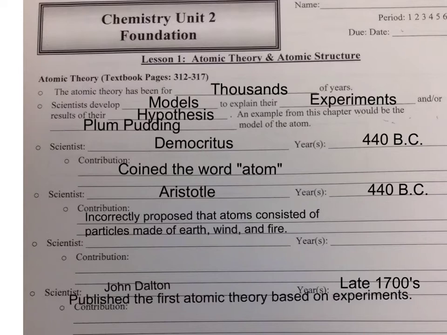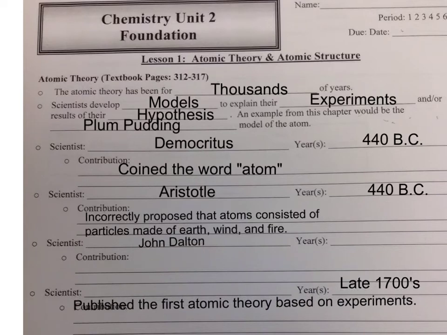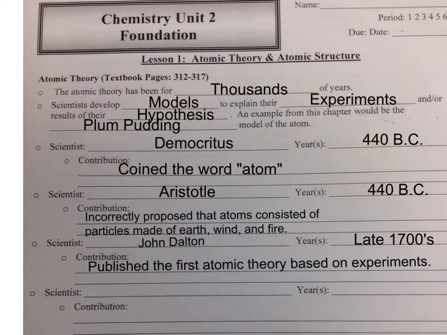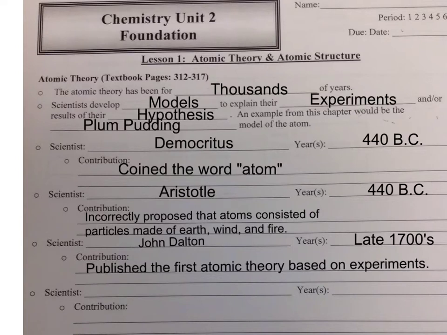The next scientist is Mr. John Dalton. This gentleman was about quite a bit later, in the late 1700s. He actually published the first atomic theory based on experimental data. This is important because prior to that, support for atomic theory was less than preferable. In other words, it wasn't based on experimental data. It was based on assumptions, experiences, observation. This was the first solid theory for what an atom truly consisted of.